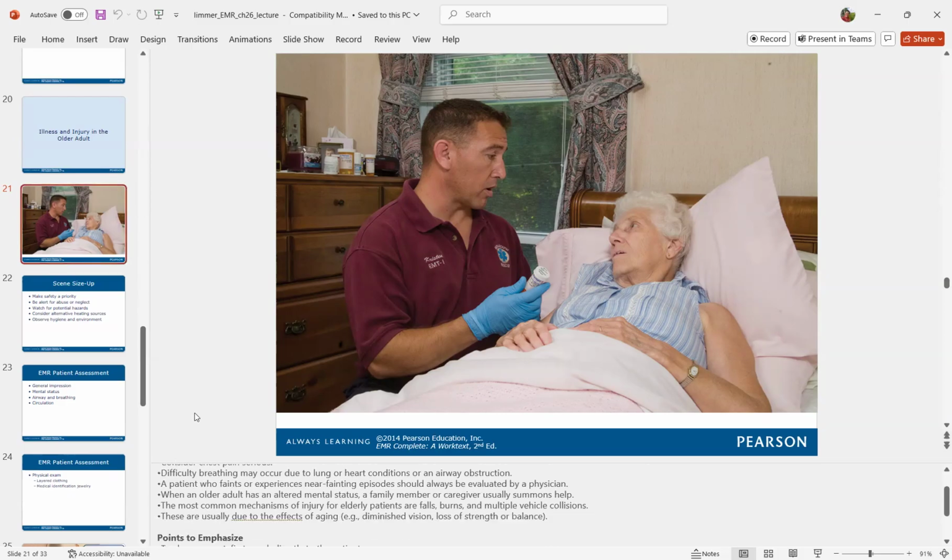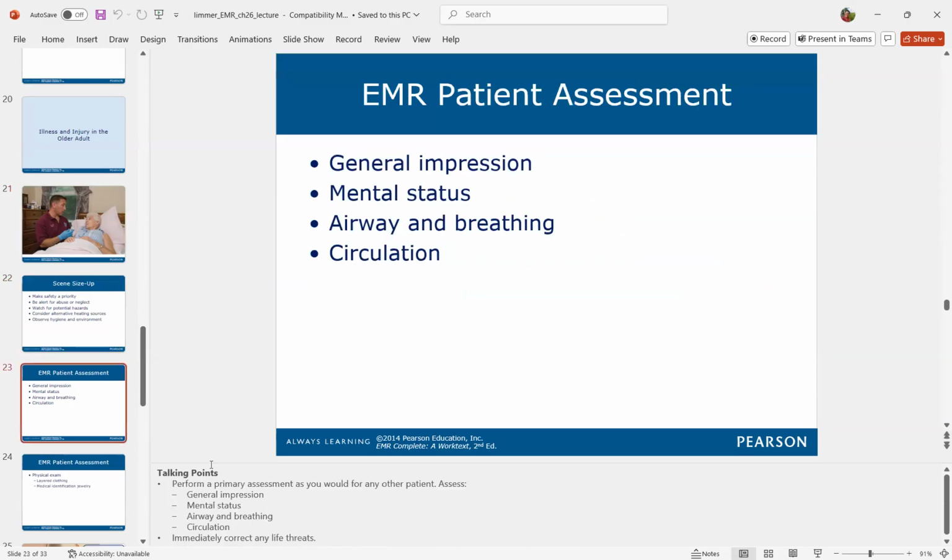When an older patient has an altered mental status, a family member or caregiver usually summons help. The common mechanisms of injury for elderly patients are falls, burns, motor vehicle collisions. These are all usually due to the effect of aging: diminished vision, loss of strength, balance.